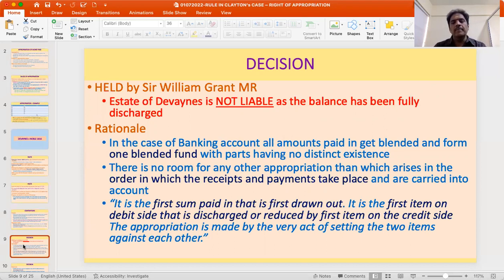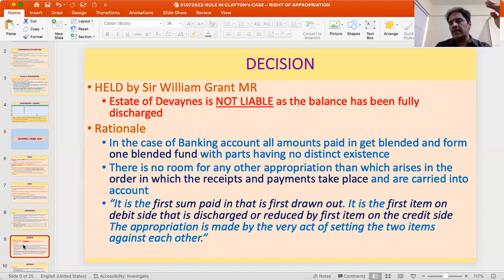blended fund. Then there is no room for any appropriation other than which arises in the order in which the receipts and payments take place and are carried into the account. So you will have to take the total amount, and whatever money is there, you will have to pay it for the first due that is there. So if it is the first sum paid in that is first drawn out, and it is the first item on the debit side that is discharged or reduced by the first item on the credit side. So the appropriation is made by the act of setting off the two items against each other.